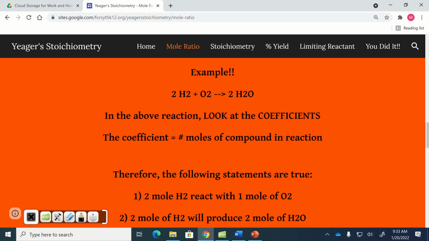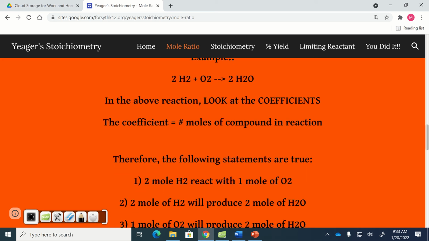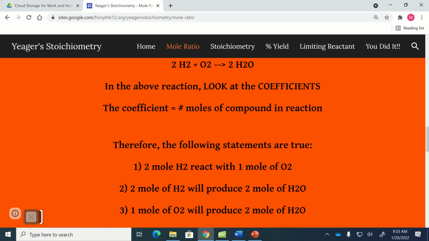So you have an example I already have done here. I'm going to try to pull it up a little bit more so you can see everything. All right? So we have our balanced chemical reaction: 2H2 plus O2 yields 2H2O. And so you can see my coefficients. I have a coefficient of 2 in front of hydrogen. There's no coefficient in front of O2, so that means it's 1. And then we have a coefficient of 2 in front of water. So in this reaction, the coefficients are the number of moles of the compound.